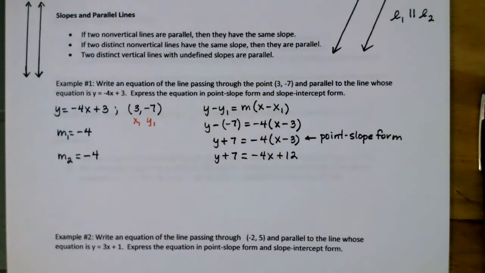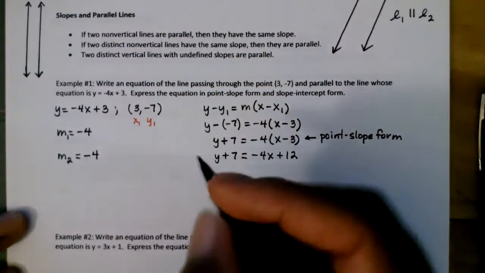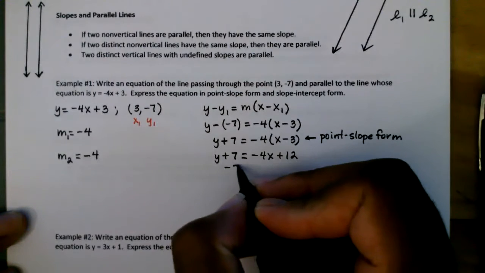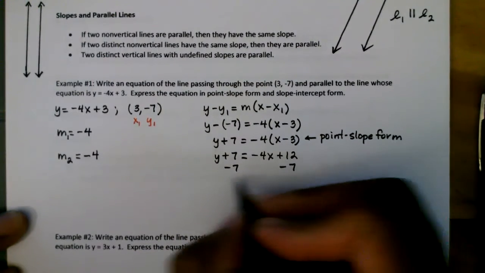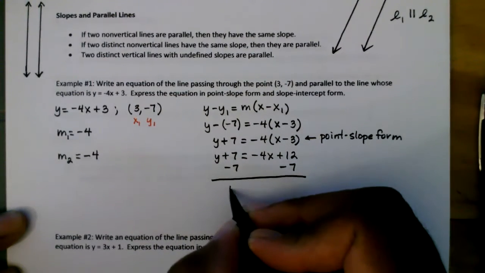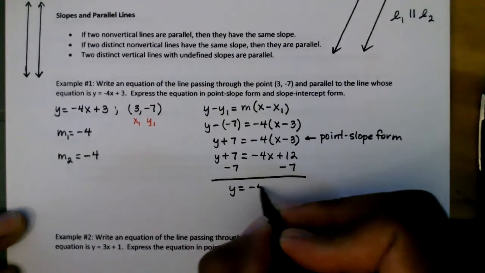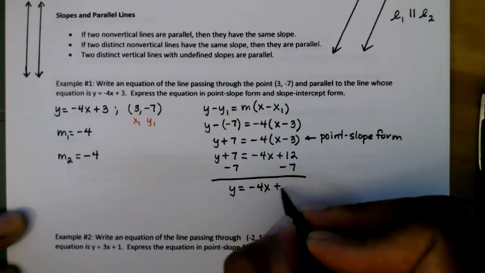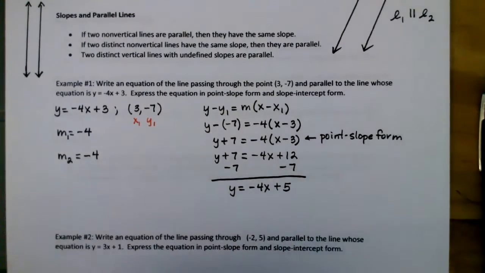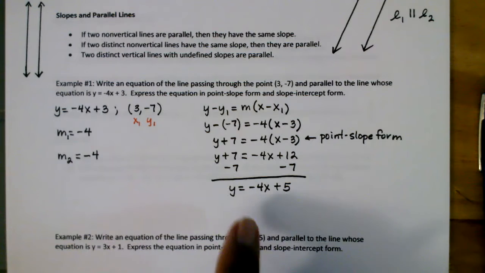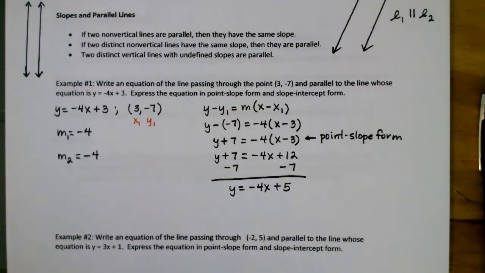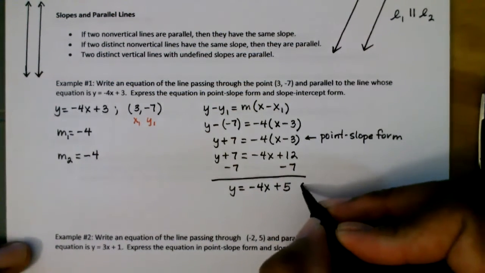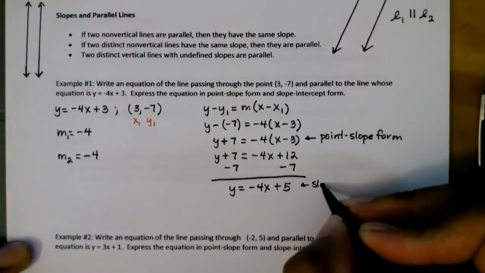Of course, slope-intercept form is where the equation is solved for y. That means we need to get y by itself by subtracting 7 on both sides. That would mean y is equal to -4x + 5. And that is your equation in slope-intercept form. I might as well mention that here.